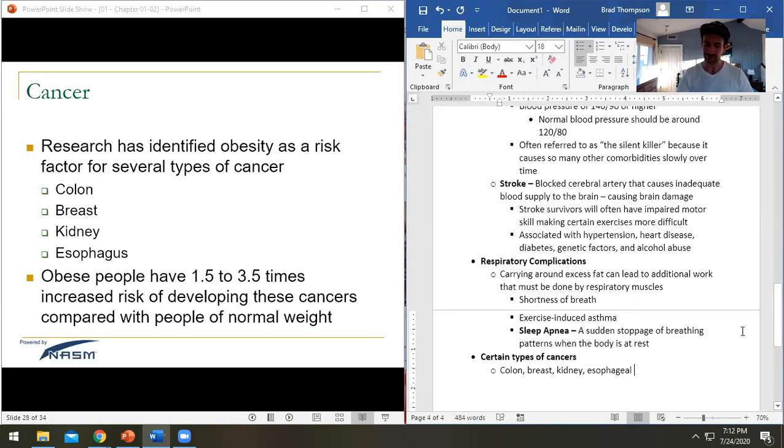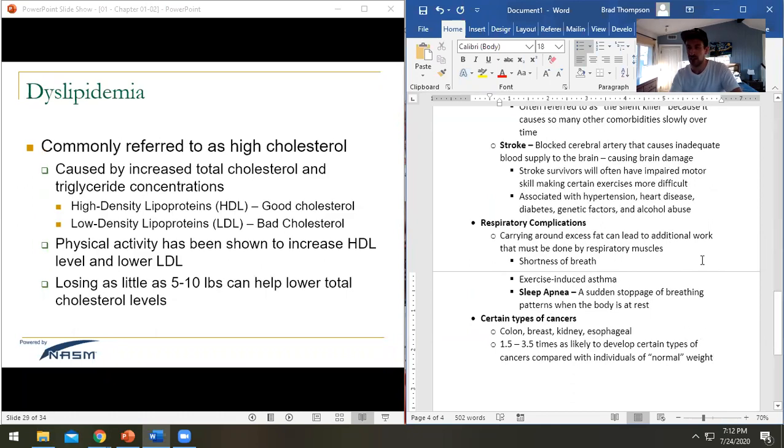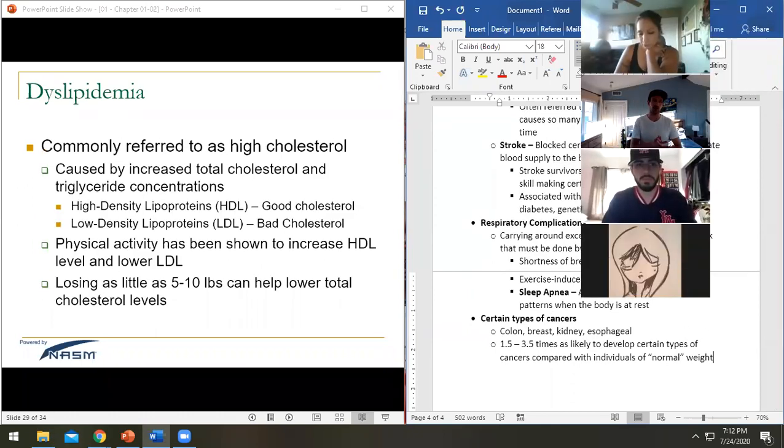Biology teacher, not an English teacher, not a math teacher. So all of those are very, very common. What we are going to see is 1.5 to 3.5 times as likely to develop certain types of cancers compared with individuals of normal weight.